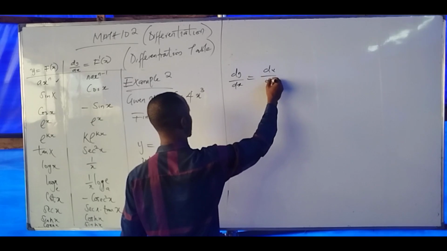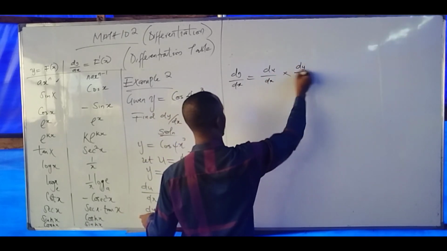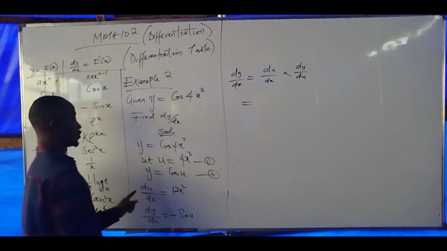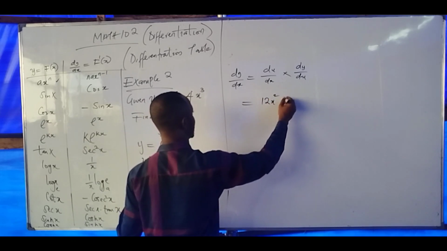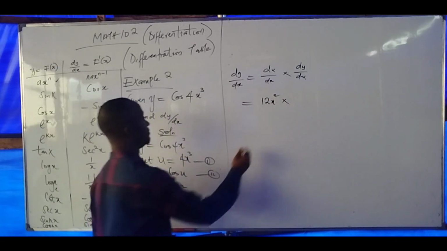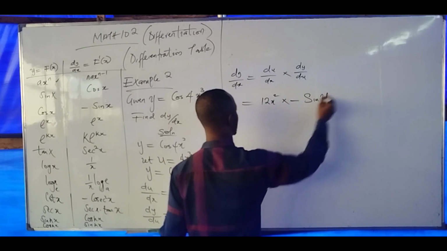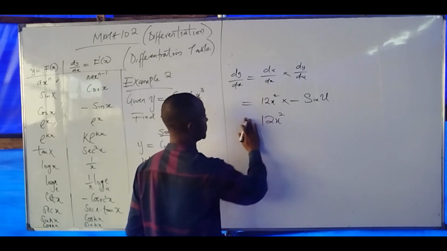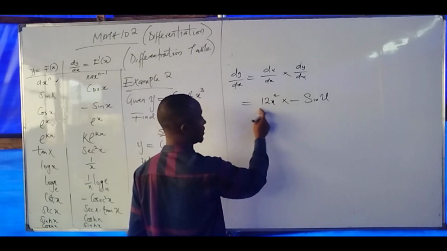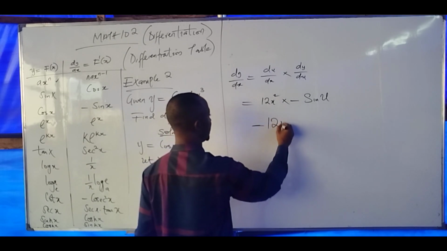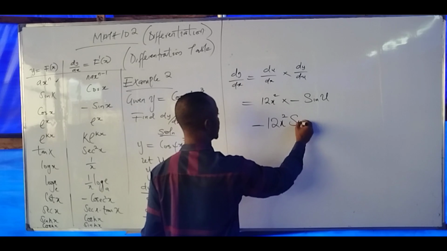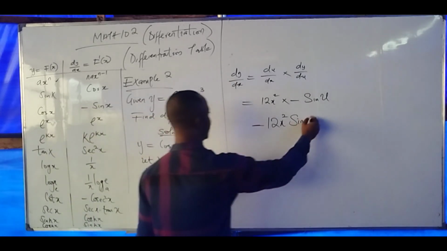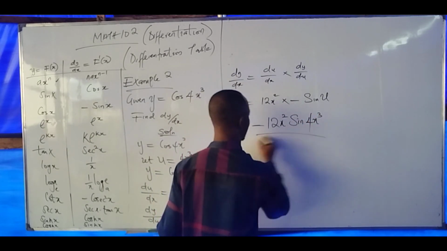So our dy/dx becomes du/dx times dy/du. What's that du/dx? 12x squared, times what's that dy/du? Minus sine u. This will give us 12x squared times minus sine u, which is minus 12x squared sine u. But what's that u? 4x cubed. Are you getting the gist now?